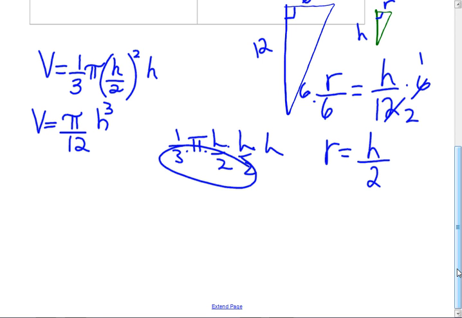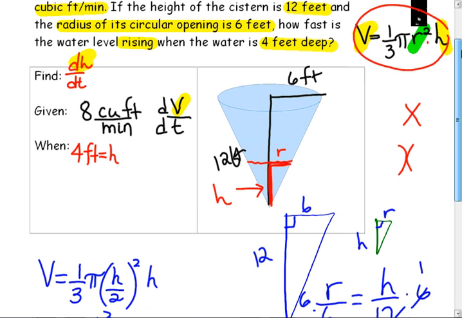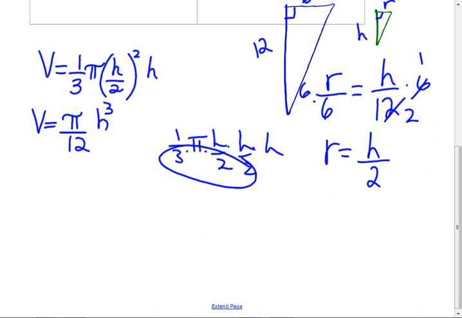What do we have to do? You know you're going to take the derivative, right? Okay, there it is. I want dH/dt and dV/dt, so let's take the derivative of both sides. And this one bothers you too. Is pi over 12 a constant? Can I pull the operator inside that? Yes.